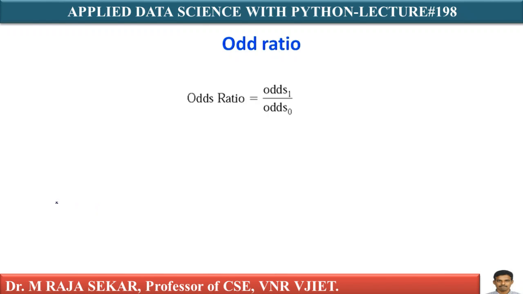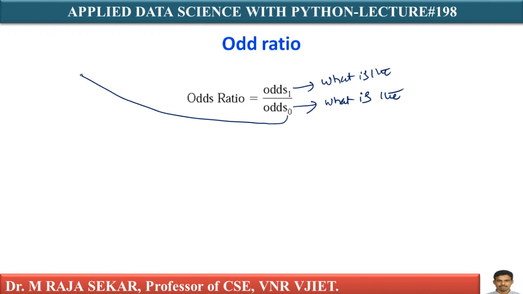That means at the 0th level, what is the odds, and at the first level, what is the odds? I can say the 0th level means not having the credit card. What is the meaning of the 0th level? Not having the credit card.